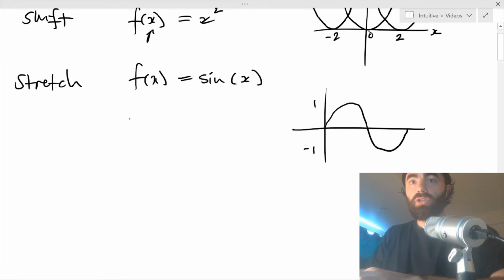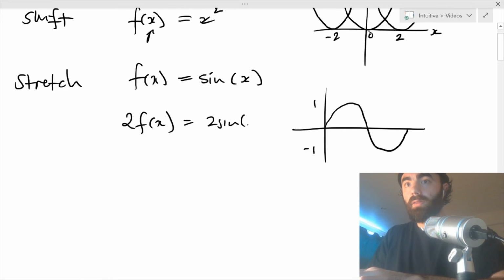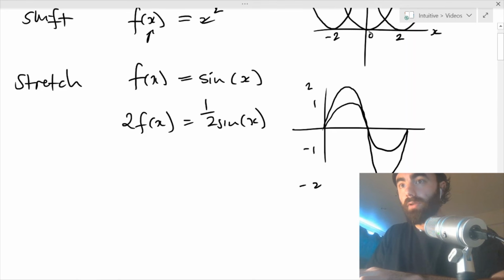Okay, so what would 2 f of x look like? Well, this is just doubling the amplitude, right? So we're just doubling it in the y direction. So this would then go up to 2 and down to -2. And if it was a half, well, this would halve the amplitude.